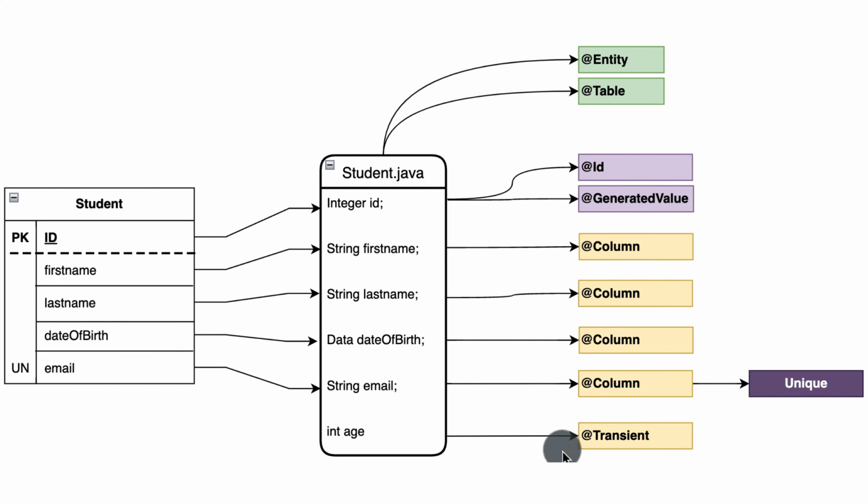And finally, I don't want to persist this age right here. I want it to be auto-calculated. So I need to tell Hibernate that I want to ignore this age field, and I don't want to create it in my student table. And for that, I need to use the annotation called Transient. All right, so this is how we are going to transform this student.java class to an entity.